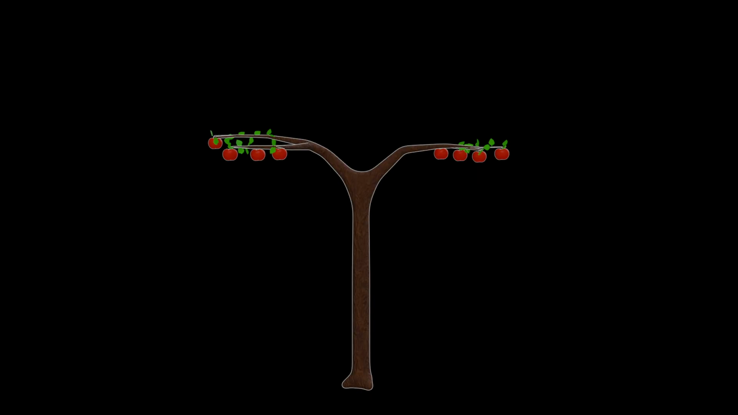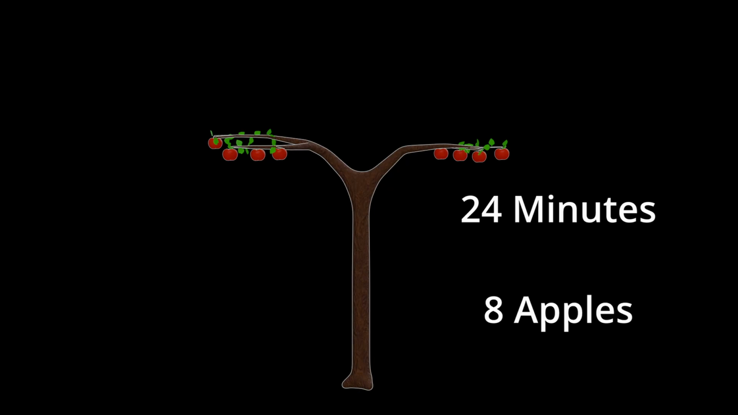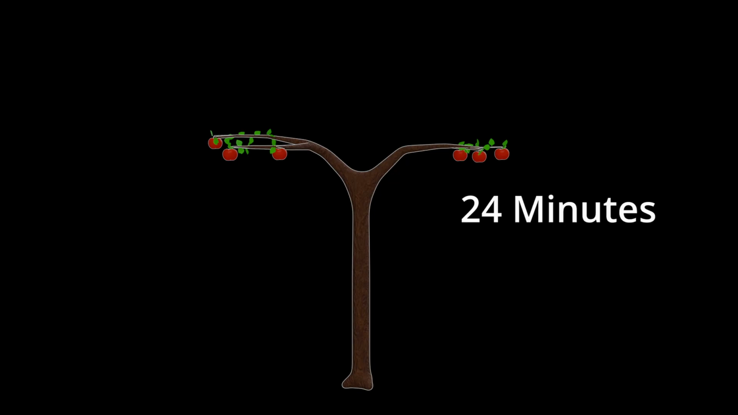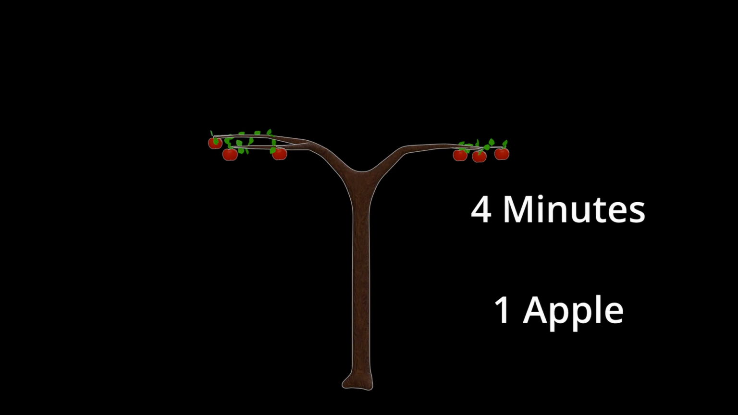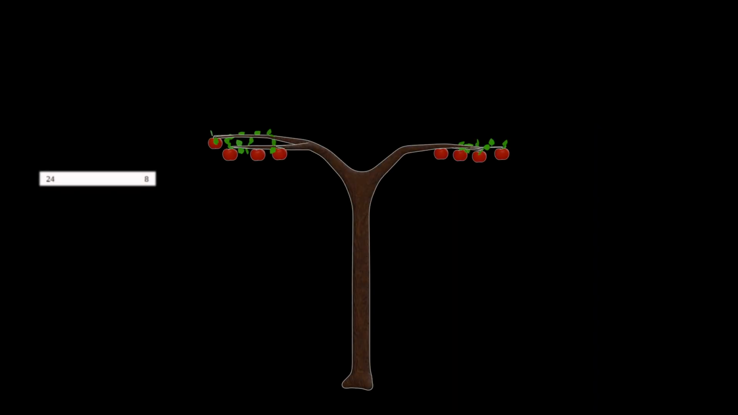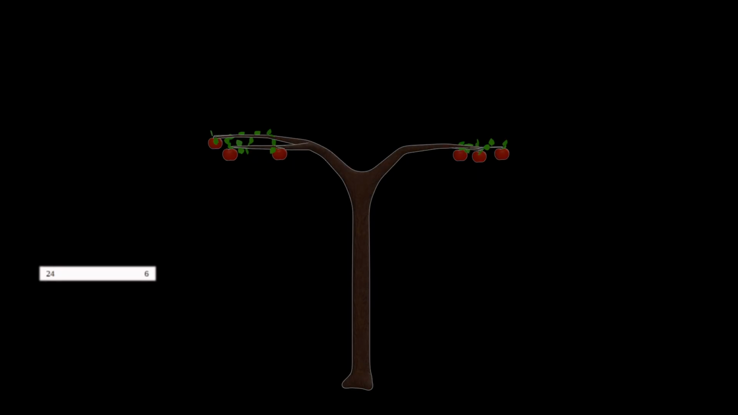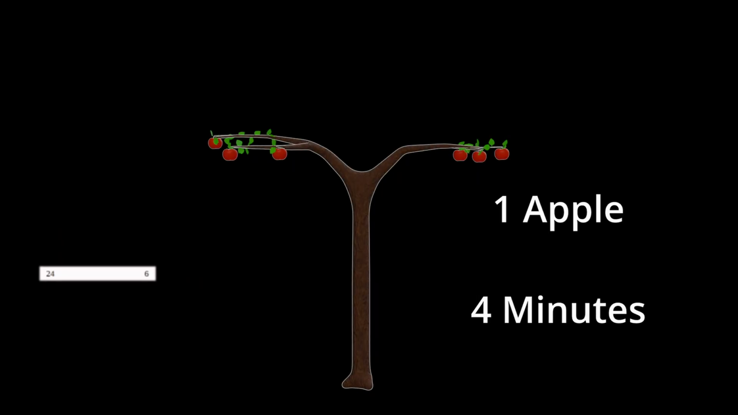This tree, for example, took me 24 minutes to gather apples from, but I gathered 8 apples from it, so I effectively spent 3 minutes on each apple. This other tree also took me 24 minutes to gather apples from, but it only had 6 apples on it. I effectively spent 4 minutes on each apple here. What I actually want to think about here is, I guess I would say, the rate at which I can gather apples from each tree. This one I can gather apples from at a rate of 1 apple in 3 minutes, and this one at a rate of 1 apple in 4 minutes.